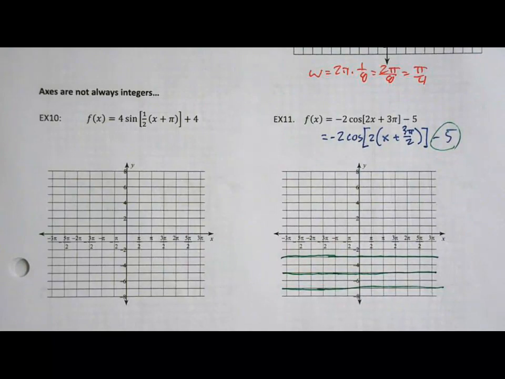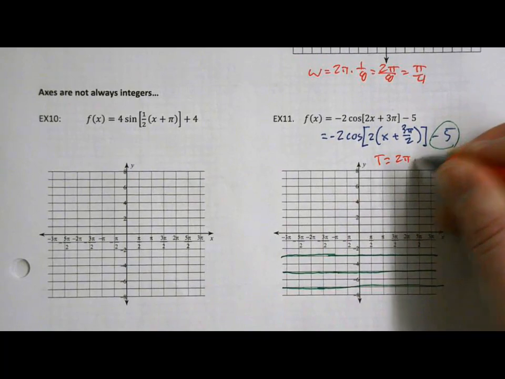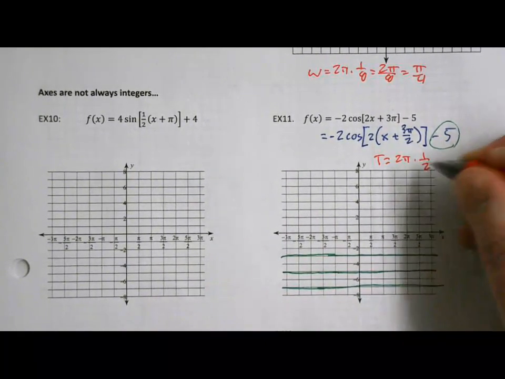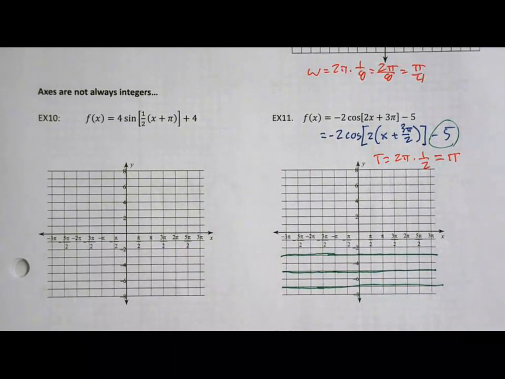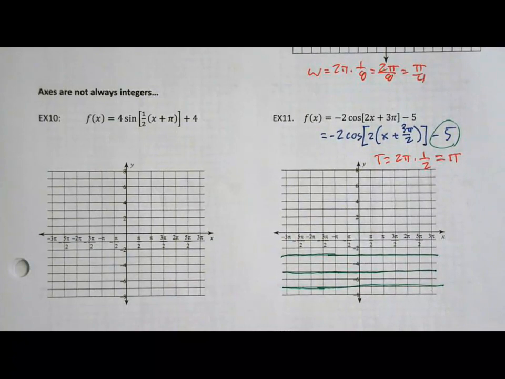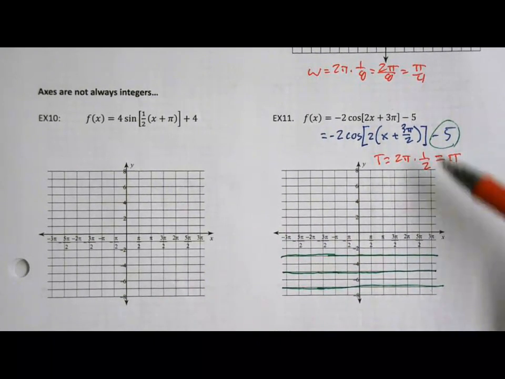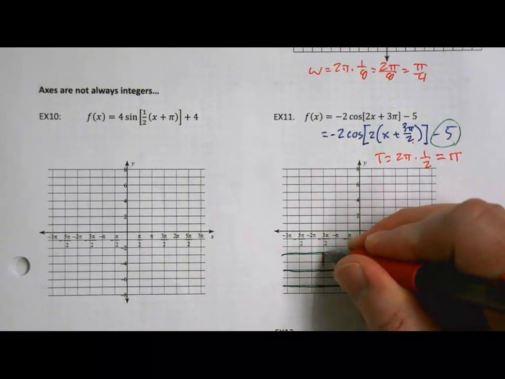I know my horizontal shift, but I don't have my period yet, so I probably need to do that here. So T is 2 pi times the reciprocal of omega. Omega is 2, so 2 pi times a half, which is pi. So my period is pi. And is my shift left by 3 pi over 2 or right by 3 pi over 2? Left. So I need to start at negative 3 pi over 2.